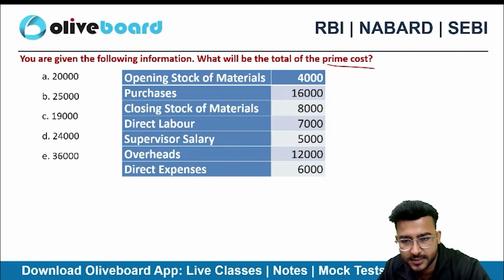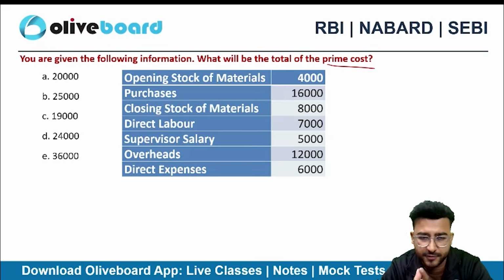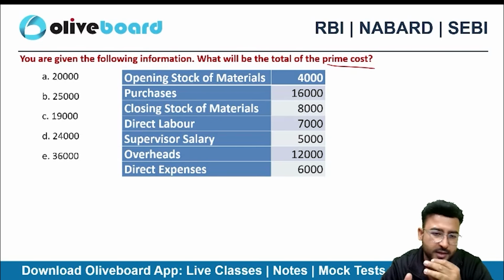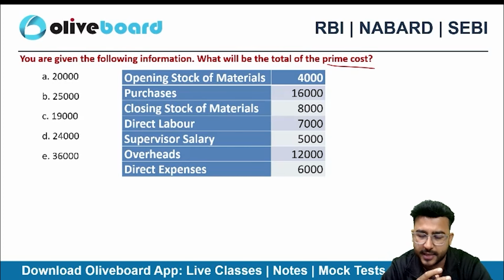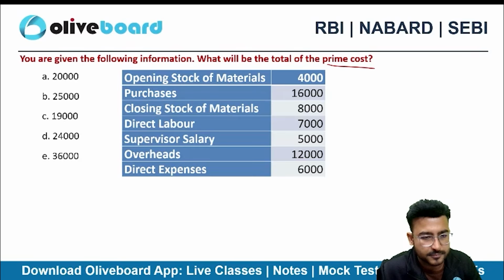Tell me this one, you need to calculate the prime cost. You need to calculate the prime cost from the given information. They have given you the opening stock of material, purchase, closing stock, direct labor, supervision salary, overheads, and direct expenses. You just need to calculate the prime cost here. So what do you guys?